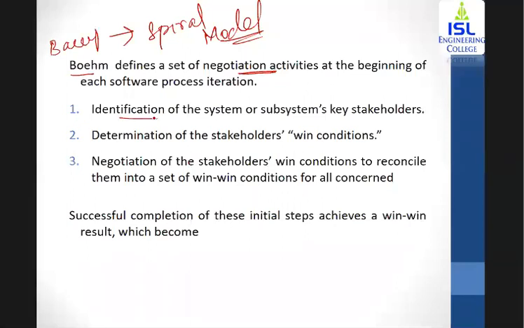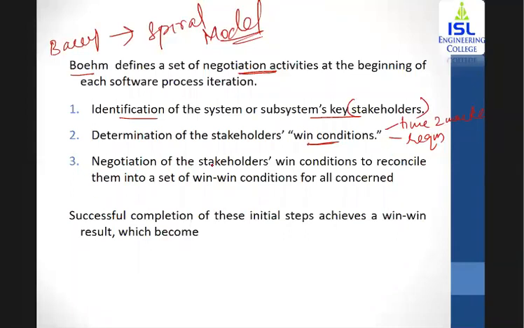First, identification of the system or subsystem stakeholders. You're going to identify all the stakeholders so that you can ask them to prioritize the requirements. Then determination of the stakeholders' win conditions. That is, what is his priority that he can win? If he wants specific requirements, or he wants the software to be developed within a specific time, what are his win conditions? You identify that. It can be the time to market, or it can be any requirements.